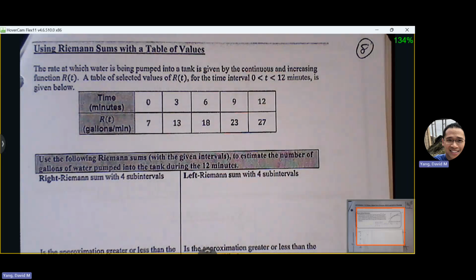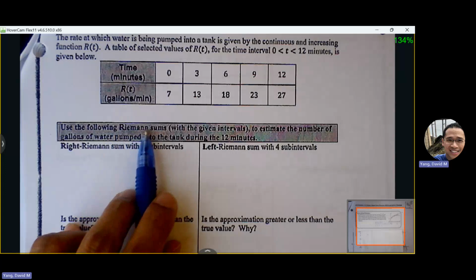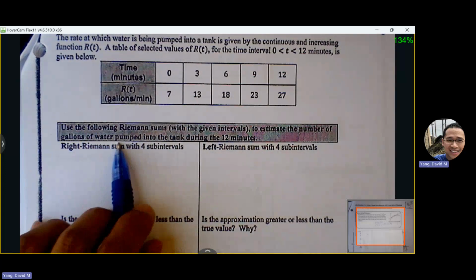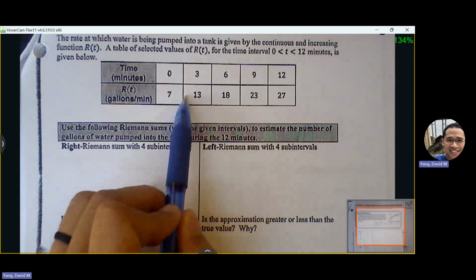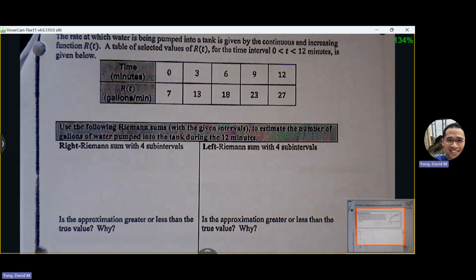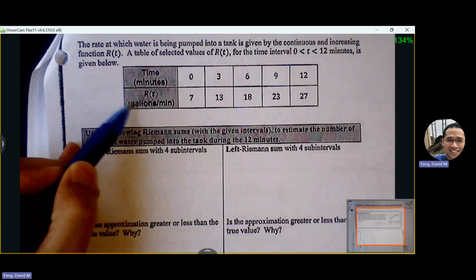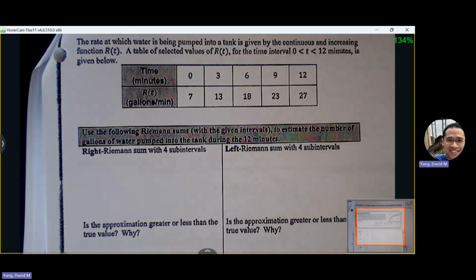So the volume of water coming in is going to come in at a higher and higher rate as time passes. It says use the following Riemann sums to estimate the number of gallons of water pumped into the tank during the 12-minute period. So the idea is that if I have all these rates and I have how much time passes, I can approximate how much water has entered into the tank. Essentially, we're multiplying these two units together, right? Gallons per minute times minute. And if we want to multiply those together, we're going to use area and we're going to use rectangles.